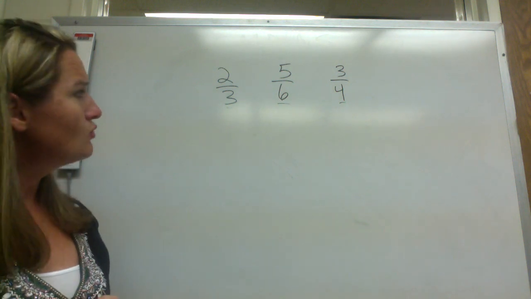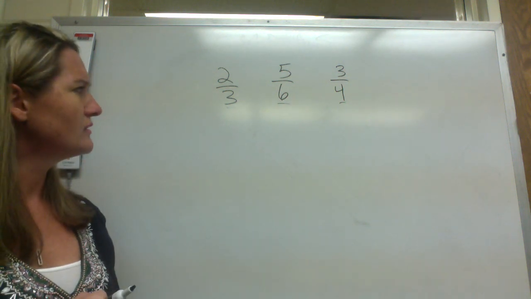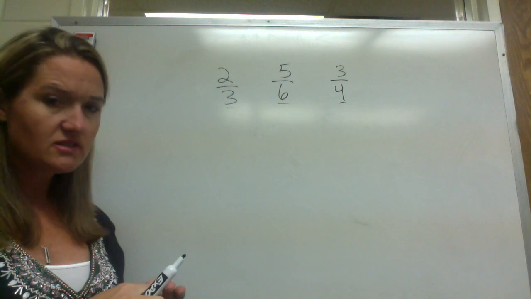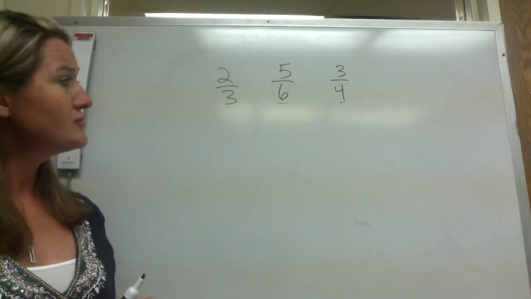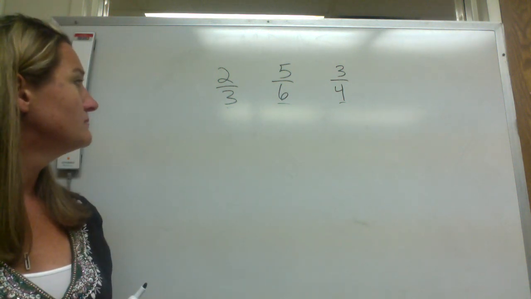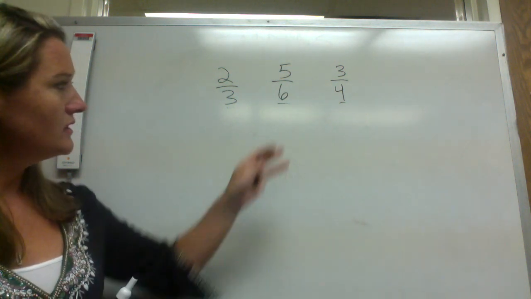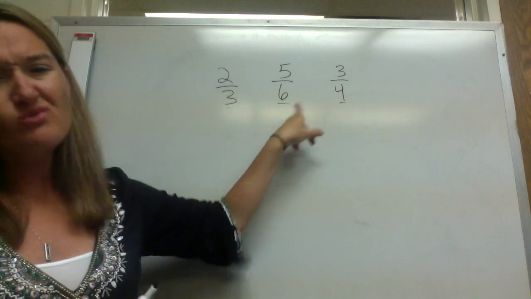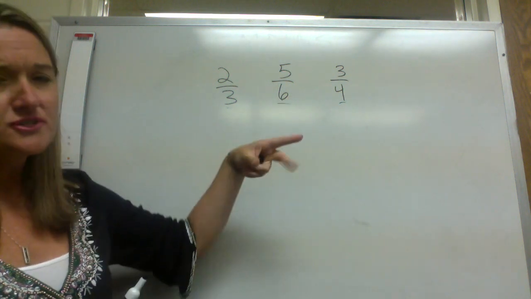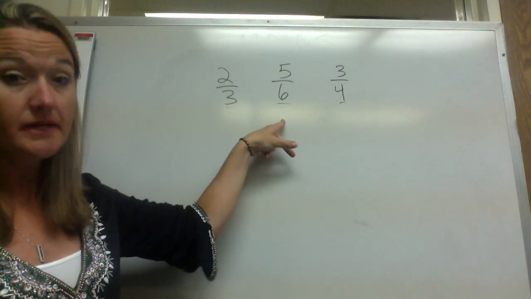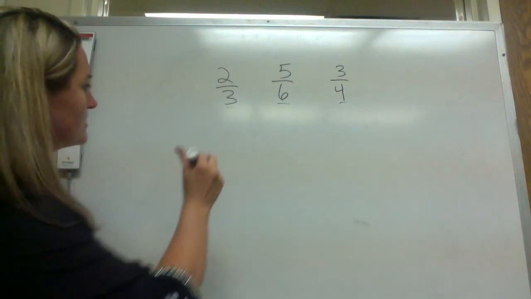So let's think, what is the smallest number that 3, 6, and 4 would all go into? Well, I think it's 12. Because 3 goes into 6, but 4 doesn't go into 6. So then the next one for 6 would be 12. Does 3 go into 12? Yeah. Does 4 go into 12? Yeah. So it's going to be 12.